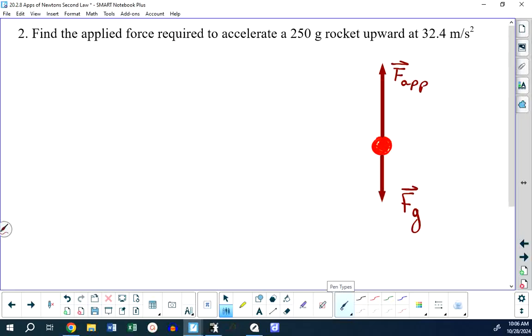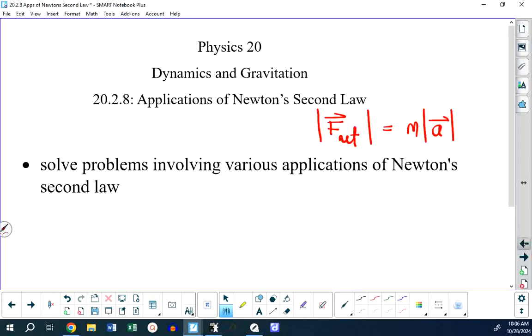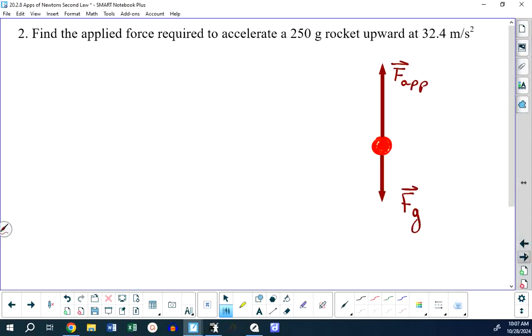So this is your first step in solving any of the problems that fall under this heading, application of Newton's second law. Today, tomorrow, Wednesday, Thursday, Friday, whenever. Your second step is to write Newton's second law of motion.